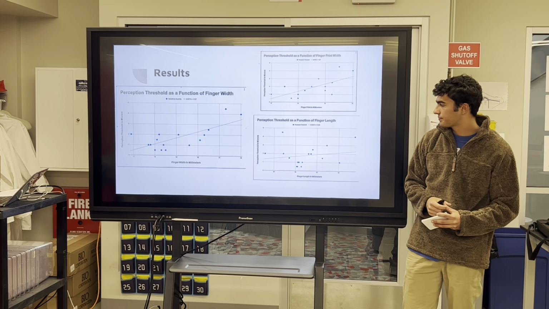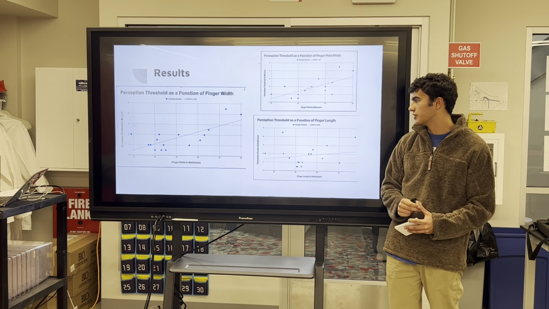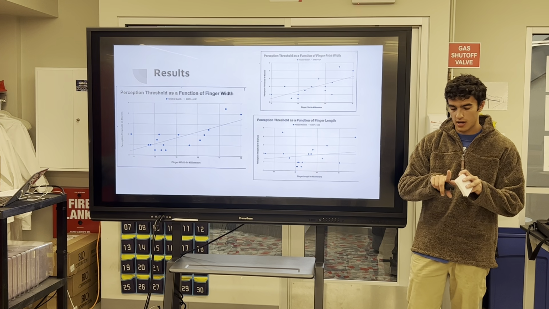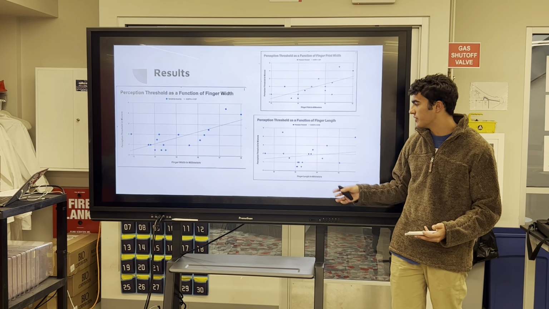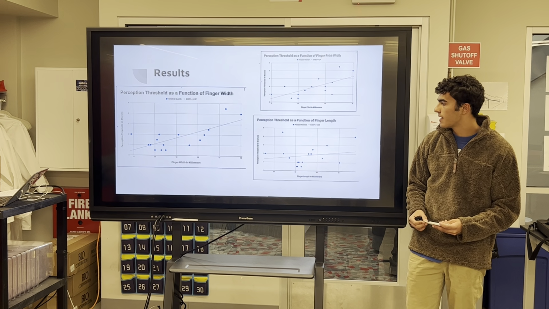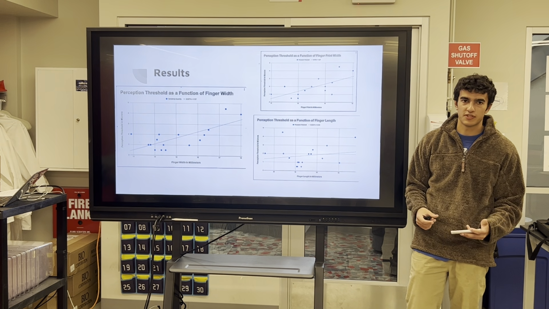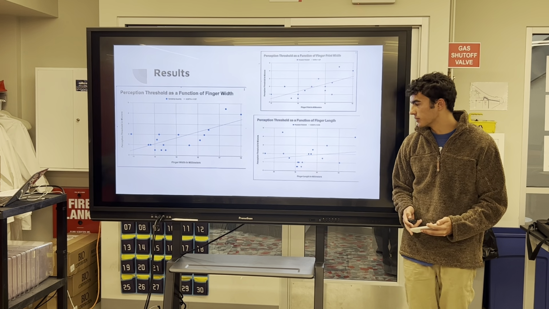visual correlation. And this is perception threshold as a function of finger length, measuring the long way of the finger. And here's more of a scattered plot. We don't really see a correlation in this one. So that's an example of something that wouldn't be correlated.